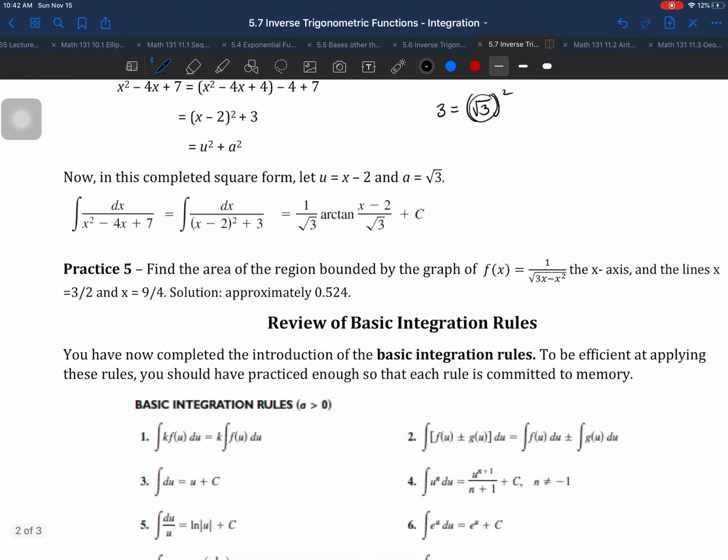So what we're going to do now is go ahead and take the integral of this. We're going to rewrite it as a sum of squares. When you have a sum of squares in the denominator, that means we're going to be using arctangent. Here, a will be the square root of 3, and u will be x minus 2. So we're going to have 1 over a, arctangent, u over a, and then plus c. And there you go.